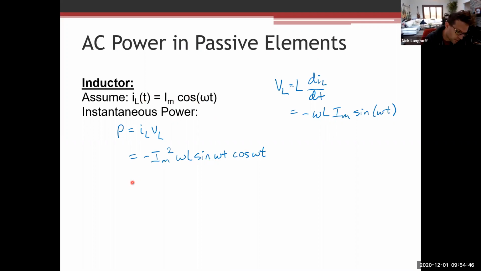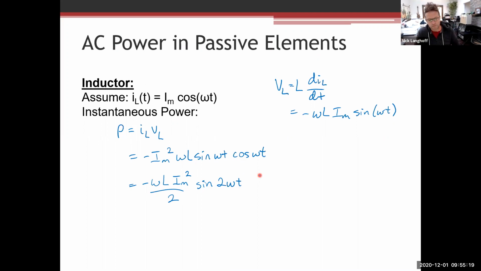Okay, so then if we use another trig identity, sine omega t times cosine omega t, we can replace that with 1/2 of sine of twice the angle, or in other words, twice the frequency. So this ends up being minus omega L times Imax squared over 2 times the sine of twice the frequency, 2 omega t.